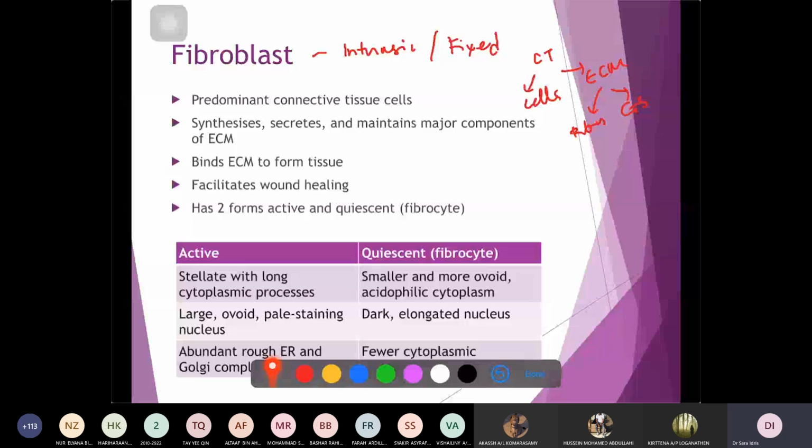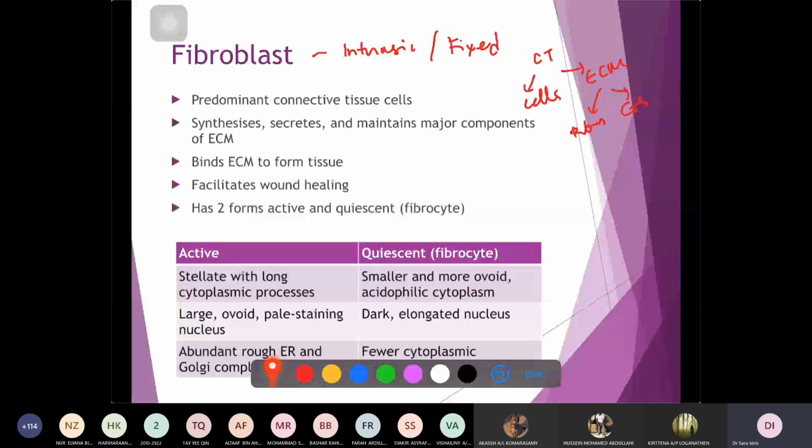All right, and you have an active or a quiescent fibroblast. If it's quiescent, it's known as a fibrocyte. A fibrocyte is the more mature, already retired kind of cell, but the fibroblast is active. It has very long and stellate cytoplasmic processes. It has a large, ovoid, pale-staining nucleus, so it's very metabolically active. You have a lot of rough endoplasmic reticulum and Golgi complexes. These are important in protein synthesis.